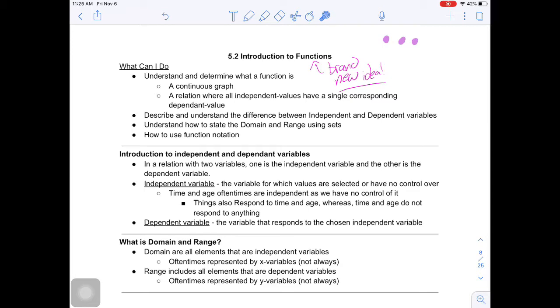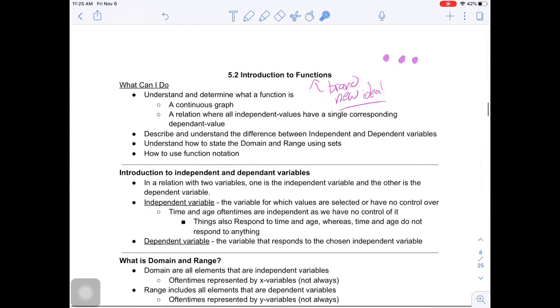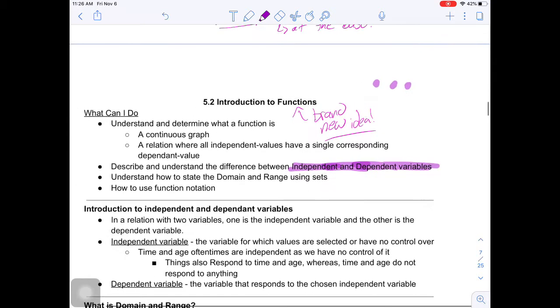Now, what am I going to be able to do after this? I'm going to be able to understand if a function is a continuous graph or if it's the relation where all independent values have a single corresponding dependent value. So we're going to represent what a function is. We're also going to be able to describe and understand the difference between independent and dependent variables. So these are brand new words that you're going to be introduced to that is really crucial moving forward. You're going to understand how to state the domain and range, and this is using sets. And then you're going to know how to use function notation, okay?